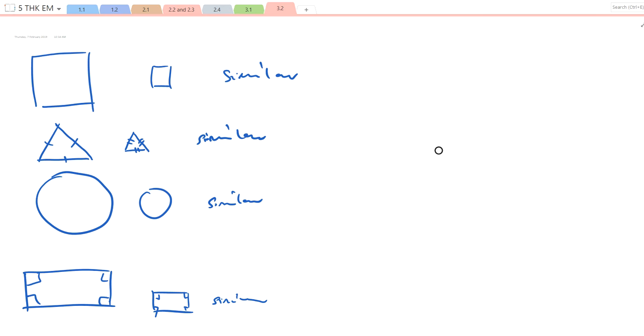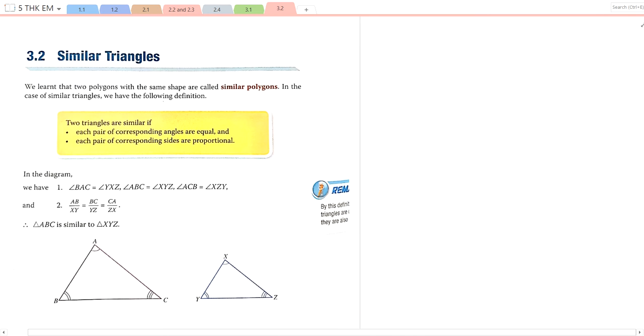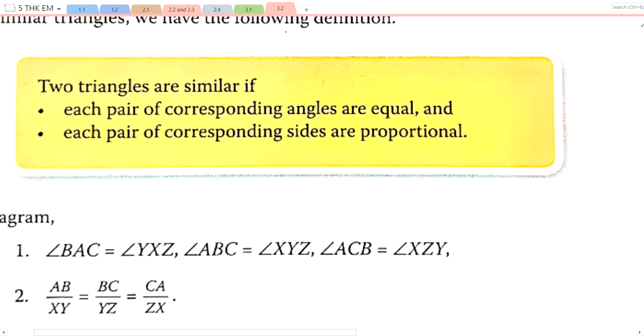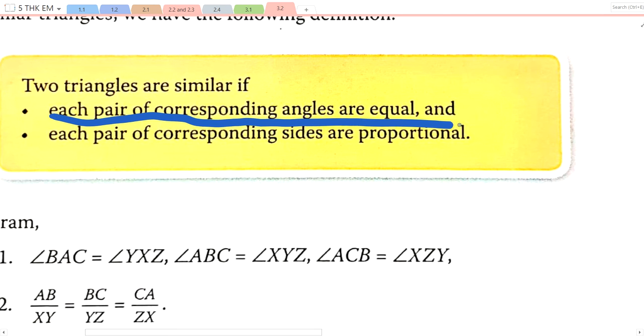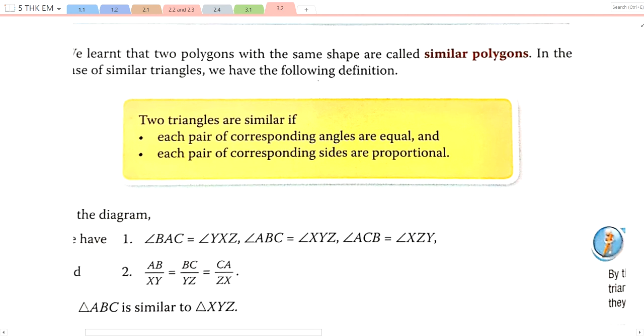Okay? But sometimes the diagrams may not be drawn to scale. Sometimes it may be a bit confusing. For example, a triangle like this and a triangle like this. Are they similar? Yes, no, or maybe? Maybe. In this case, I need to give you more information in order for you to tell whether they are similar or not. Okay? So what is the definition of similar? For triangles only, if each pair of corresponding angles are equal and each pair of corresponding sides are proportional, they are similar.